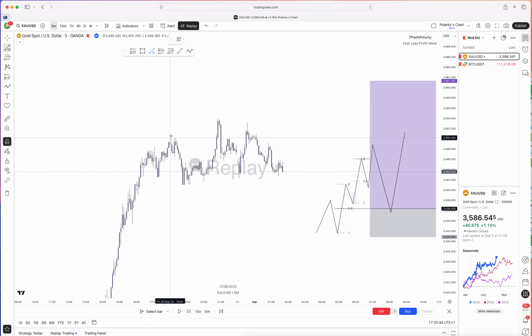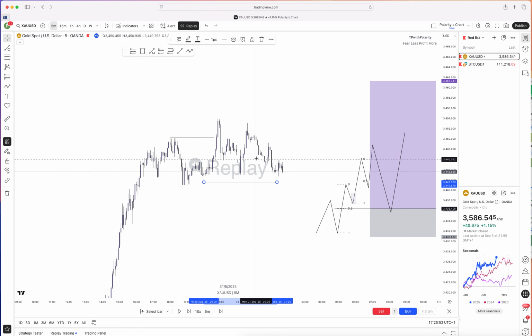Number one is you look for a clear of this high. Number two is you anticipate the clear of this low. Alright, you anticipate the clear of this low. Give me a moment.